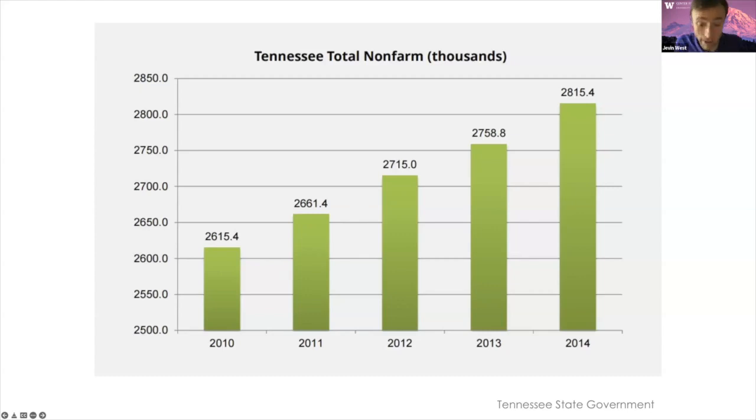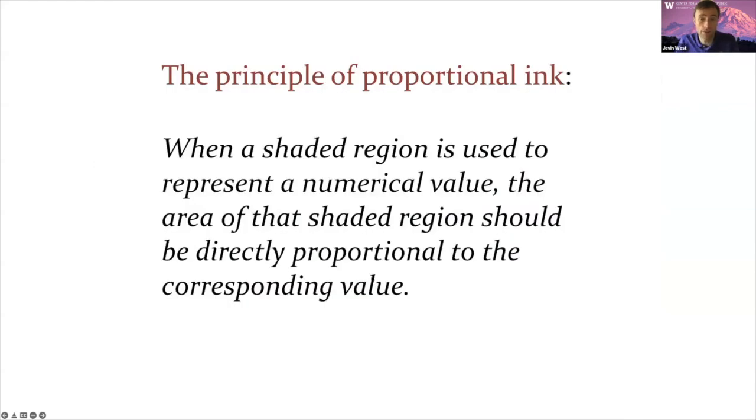Now with line graphs, it's a little different than bar charts. I'll leave that for another module. But for here, I want you to notice that this zooming into 2,500 makes it look like there's a pretty big difference from one year to the next. And that violates what we call the principle of proportional ink. That is, when a shaded region, like a bar graph, is used to represent a numerical value, the area of that shaded region should be directly proportional to the corresponding value.